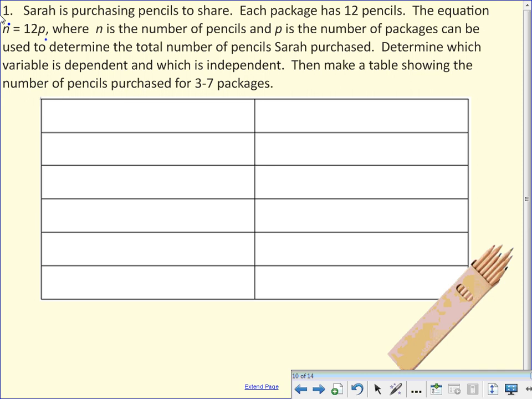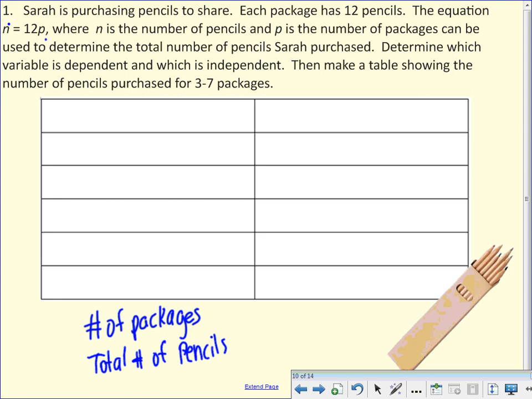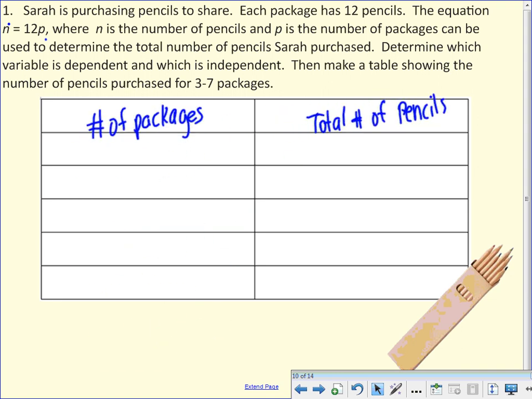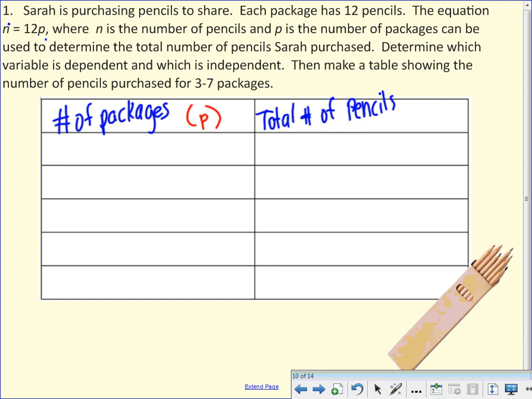So first of all, what are the two things that we're working with? What do we have? So we have the number of packages and we have the total number of pencils. Which is my independent variable? Yep. So my total number of pencils is my dependent variable. We know from the directions that the number of packages is P, and we know that the total number of pencils is N, which equals 12 times P.